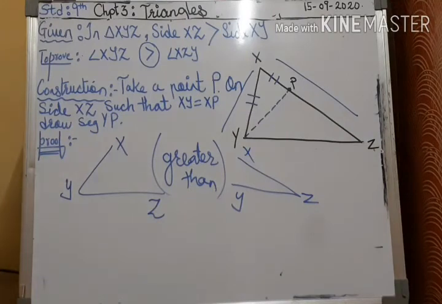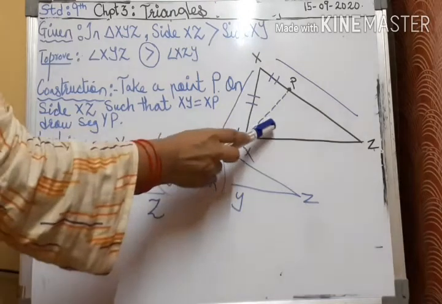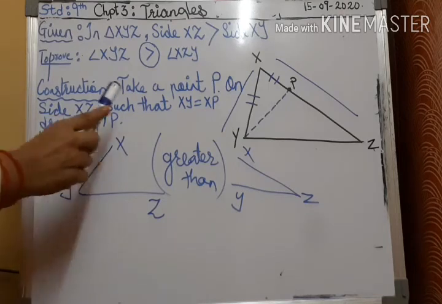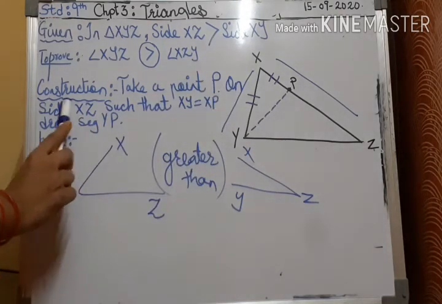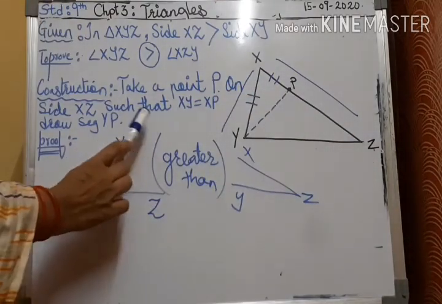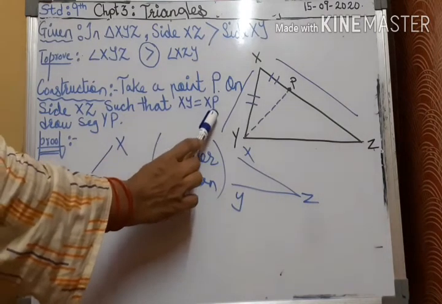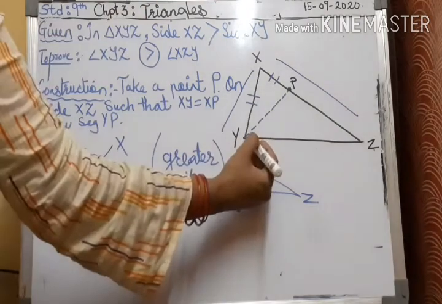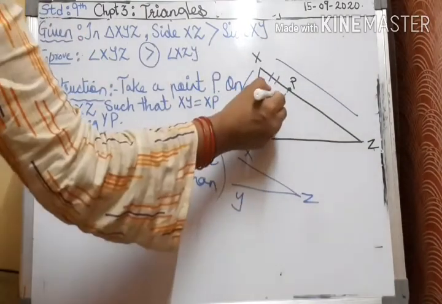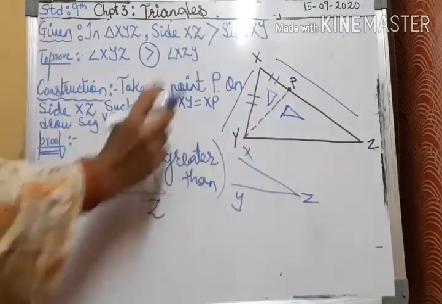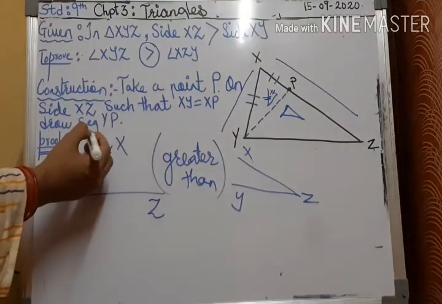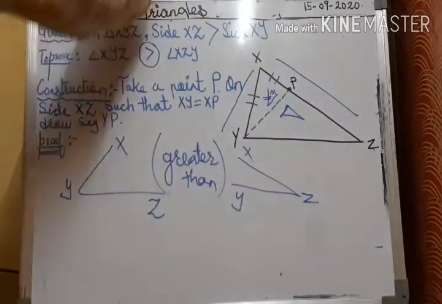So student, in your figure, this dotted line is there. Dotted lines always denote construction. So we will take a point P on side XZ. I have taken a point P on side XZ such that XY equals XP. So if we draw this line on side XZ, the whole triangle is divided into two triangles, this one and this one. So this side is equal to this side. Draw segment YP. I have drawn the segment YP.